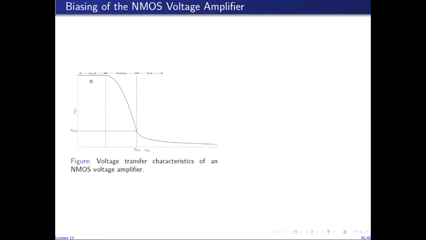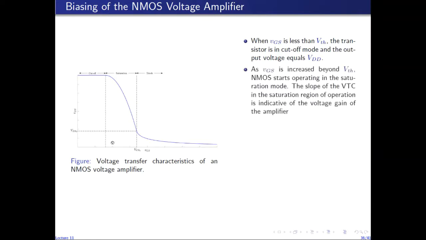So these characteristics are divided into three parts, and each part corresponds to a separate mode of operation of the device. So when VGS is smaller than V threshold, so this vertical line here represents the value of the threshold voltage on the x-axis. So when VGS is less than V threshold, the device is in cutoff mode. There is no current flowing through the circuit, and the drain to source voltage equals the supply voltage VDD. So this horizontal straight line refers to the cutoff mode of operation of the device.